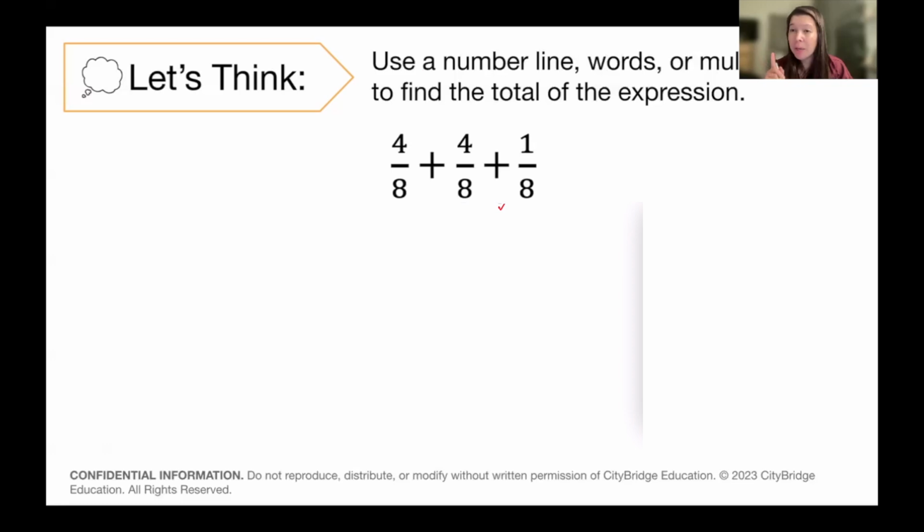Let's start with a number line, but I'm noticing something here. 4/8 plus 4/8 plus 1/8. I'm thinking it might be greater than 1 whole. So I'm going to draw a number line where I have 0 to 1 and 1 to 2, just in case we go past 1 whole. All right. Now, I'm going to look at my denominator to figure out what I'm going to partition or cut my number line into. I see 8s, so I'm going to cut 1 whole into 8 equal pieces. Here I go.